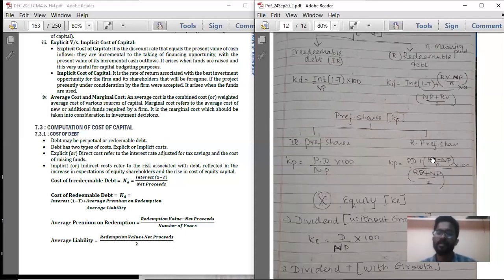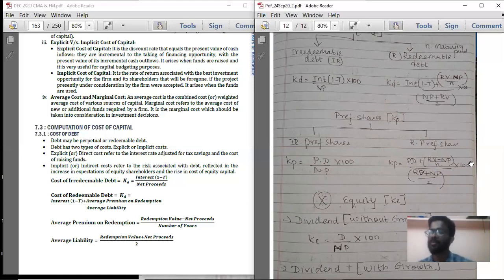So below that, redeemable preference shares, record KP is equal to preference dividend PD plus, within bracket, RV minus NP divided by N. RV means redemption value, minus net proceeds, divided by number of years. Close the bracket, whole divided by, in the denominator open a bracket, RV, redemption value plus net proceeds, divided by 2, into 100. That is the redeemable preference shares formula.